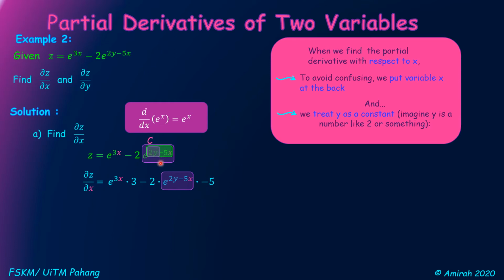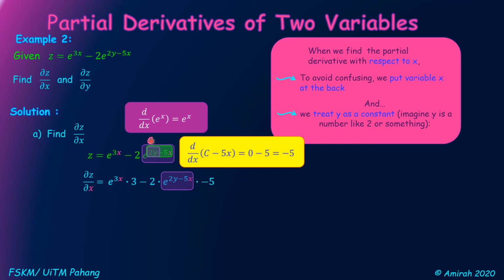We treat y as a constant. We just imagine y equals 2, so 2 times 2 equals 4 is also constant. So we can refer to this formula. If we differentiate a constant and then minus 5x, we just differentiate one by one. We differentiate the constant, which equals 0. And then we differentiate negative 5x with respect to x, which equals negative 5. So 0 minus 5 equals negative 5. So we get this.